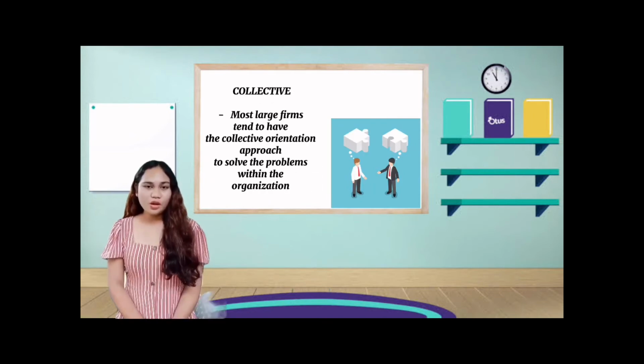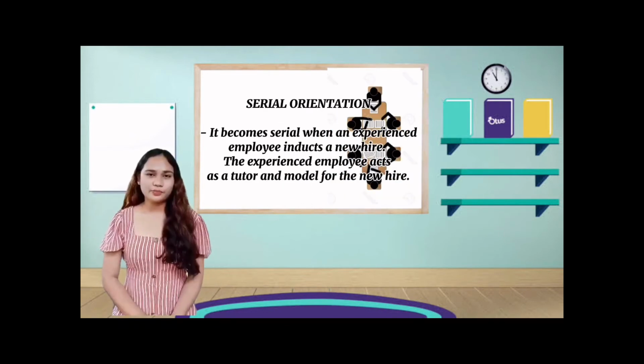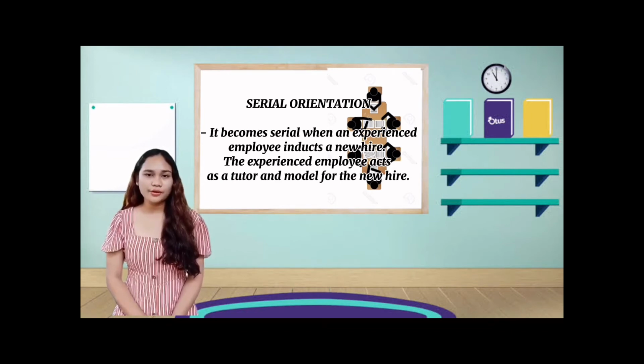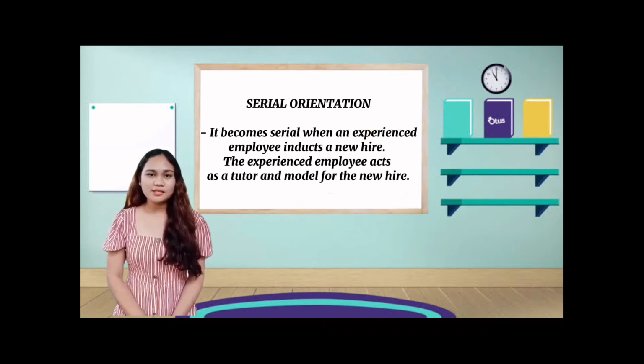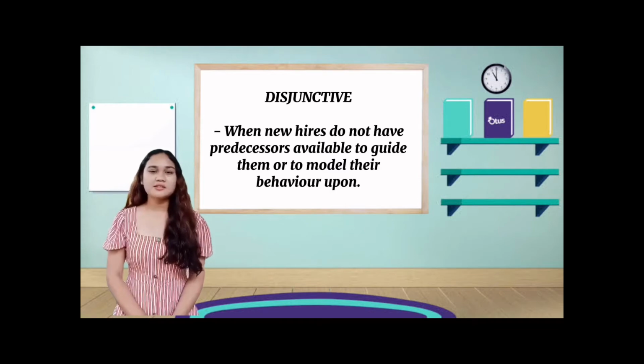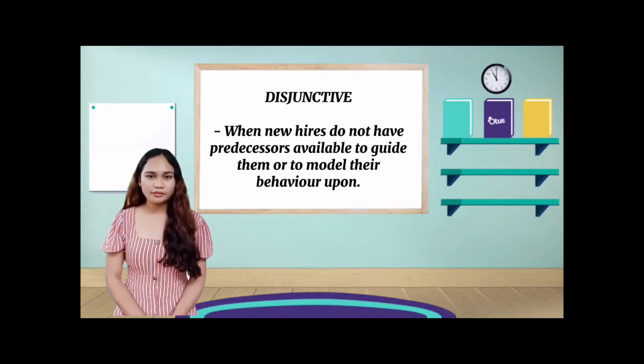Collective orientation. Most large firms tend to have the collective orientation approach to solve the problems within the organization. Serial orientation. It becomes serial when an experienced employee inducts a new hire. The experienced employee acts as a tutor and model for the new hire. Disjunctive orientation. When new hires do not have predecessors available to guide them or model their behavior upon.